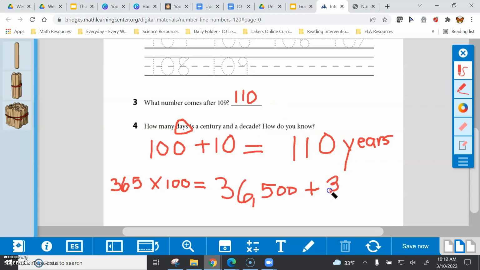Plus 3,650. Which gives us, are you ready for this? 1 century and 1 decade, if we were counting by days, would equal, ooh, it's a big number, 40,150 days. A lot of days.